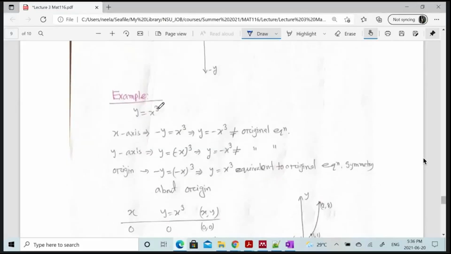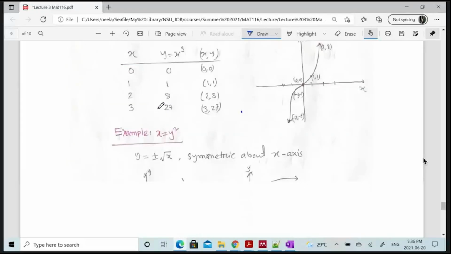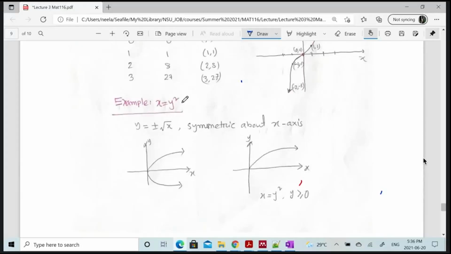I showed you already how to draw the graph for y equal to x cube, and how to draw the graph for x equal to y square. But here is one point: if I say x equal to y square and y is greater than or equal to 0, remember y is greater than 0 only when it's above the x-axis. So that's why we just have this part of the graph. This one is the graph for y equal to plus minus root x, for x equal to y square.